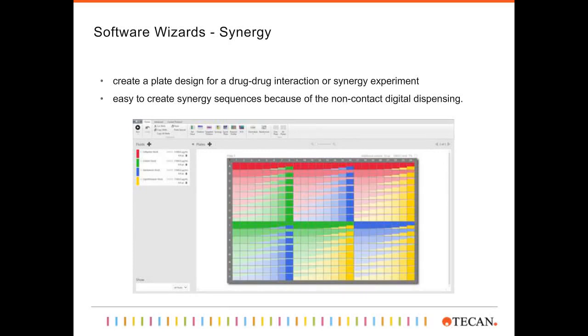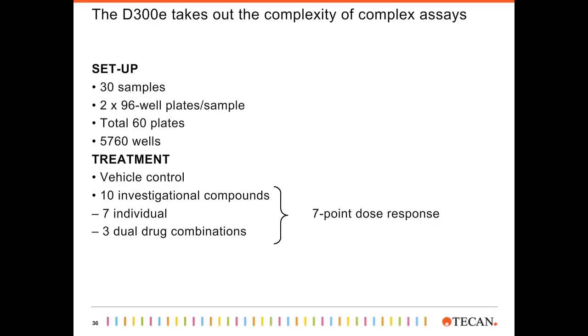This is again a real-world example from a customer of ours. They are assessing cancer samples, and in one experimental setup, they look at 30 samples, and each of these samples will be distributed to 2 96-well plates. That makes a total of 60 plates, which makes another total of 5,760 wells to treat. They treat the samples with a vehicle control, and then they have 10 investigational compounds, whereof 7 they do with individual dose responses, and then they have 3 dual drug combinations, and all of these are 7-point dose responses. This is how such an experimental setup could look.